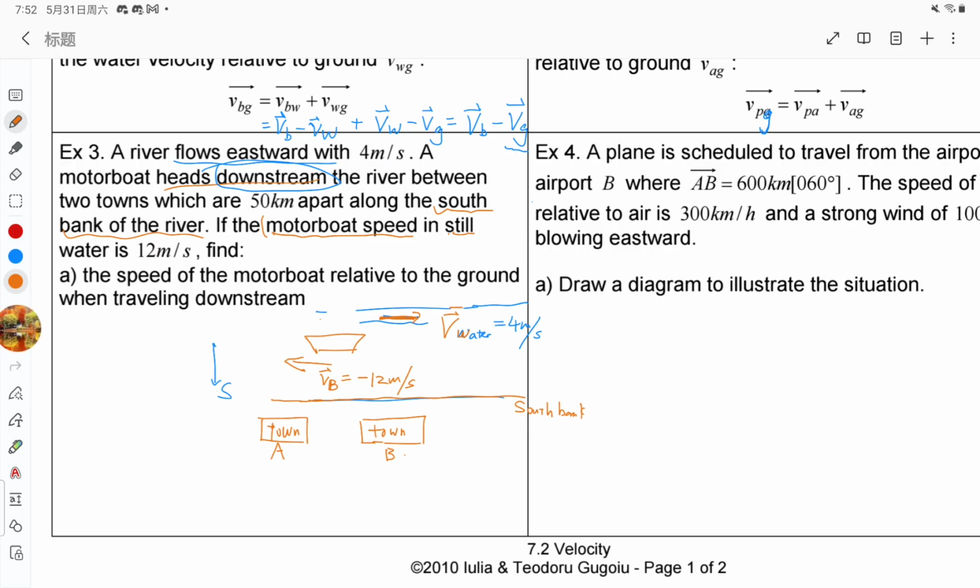Okay, think about this one. I think this is direct from the definition, right? Isn't it? Okay, to the speed of the boat relative to the ground when traveling downstream.